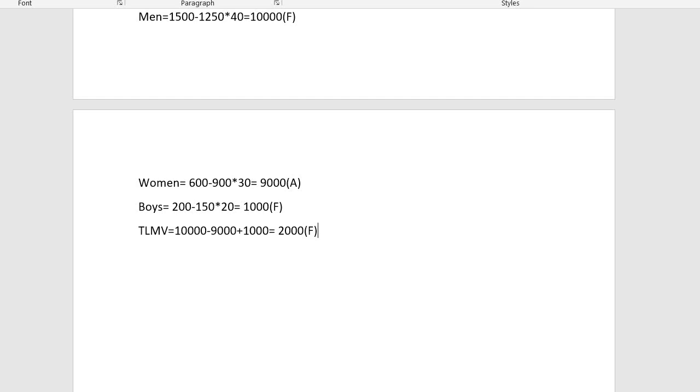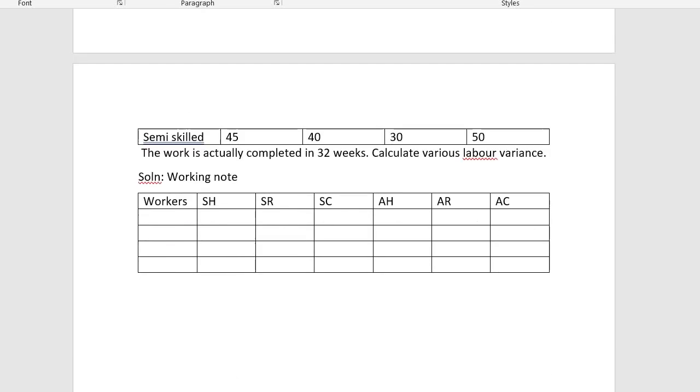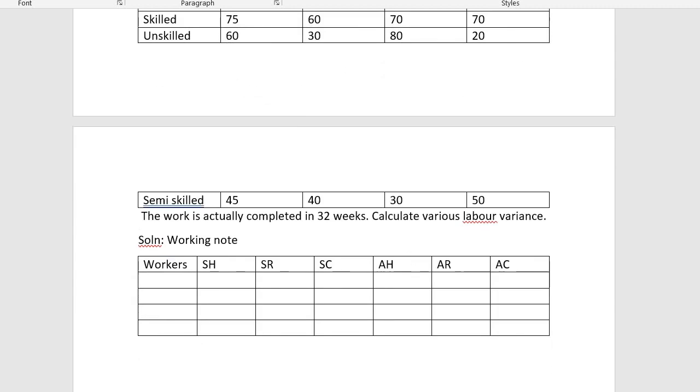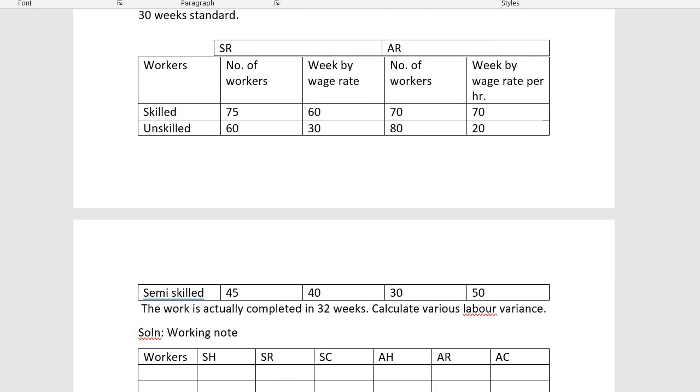So here another problem is there. This is also very important and very easy. Look at the problem here. Calculate the labor variance which relates to a job to be completed in 30 weeks as standard, meaning the standard weeks or standard hour. And the work is actually completed in 32 weeks, so this is the actual hour, meaning actual weeks. Calculate the various labor variances.